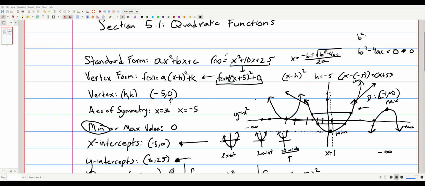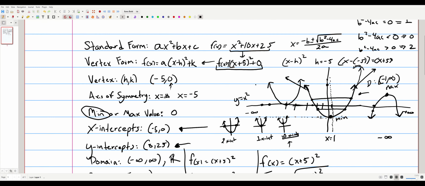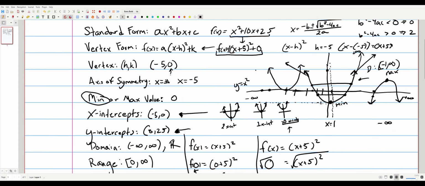If b squared minus 4ac is equal to 0, this will tell you that you have 1 x-intercept. And if b squared minus 4ac is greater than 0, this tells you you have 2 x-intercepts. And so the goal of this section is essentially to be able to take any quadratic function, whether I give it to you in vertex form or in standard form, fill out this list of properties, and then at the very end, graph it.